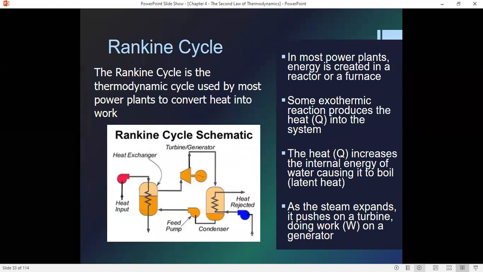And again, here is a schematic of what it looks like. We have some heat input, which goes into the boiler or heat exchanger. The steam then drives the turbine. It's then recondensed, where energy is dumped into the environment, and then it's pumped back into the boiler again, or steam generator, whatever it is.